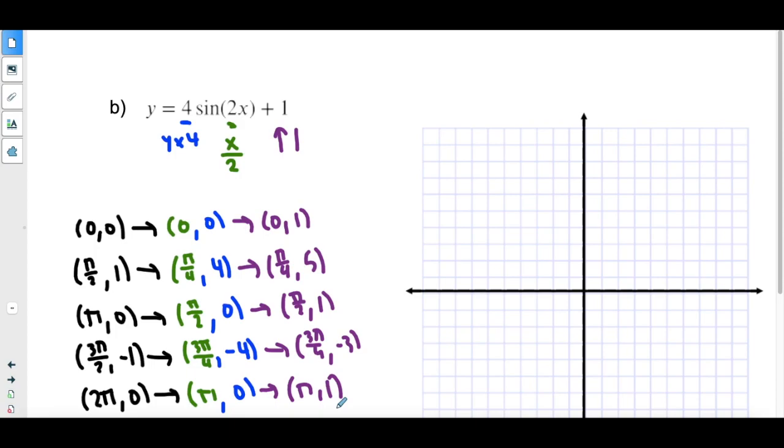And now that I know the points of my transformed graph, all I need to do now is sketch those points on my graph. And then I'm done. So let's do that. On my graph, I'm going to increase my x values by pi over 4. Since these points are increasing, the x values are increasing by pi over 4. So it's just a convenient scale to use.